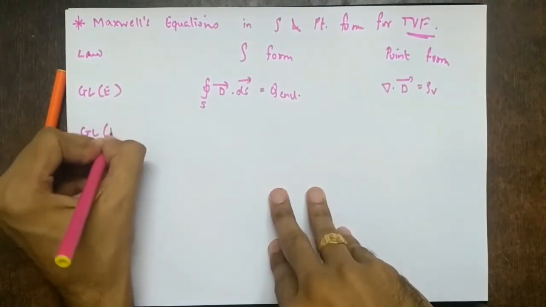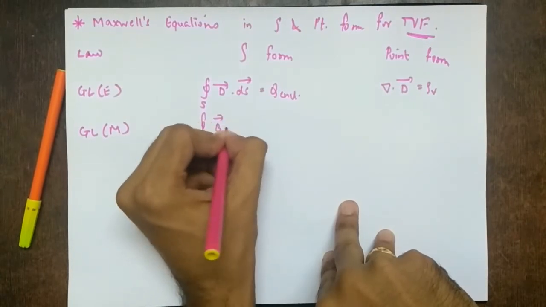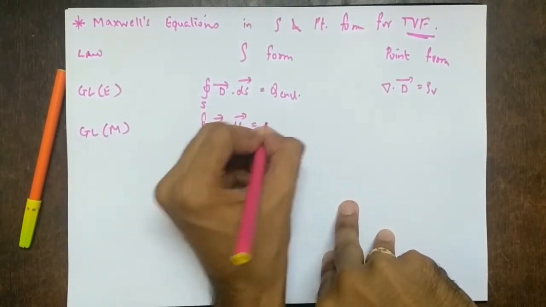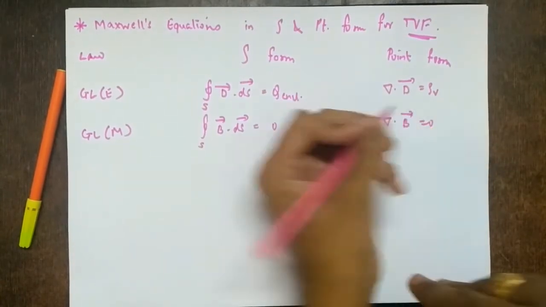Then we had Gauss law for magnetic fields. Closed surface integral of B vector dot dS vector equal to 0. And we have del dot B vector equal to 0.